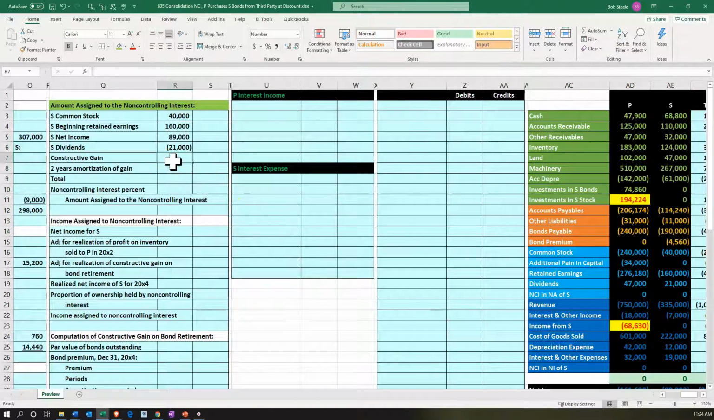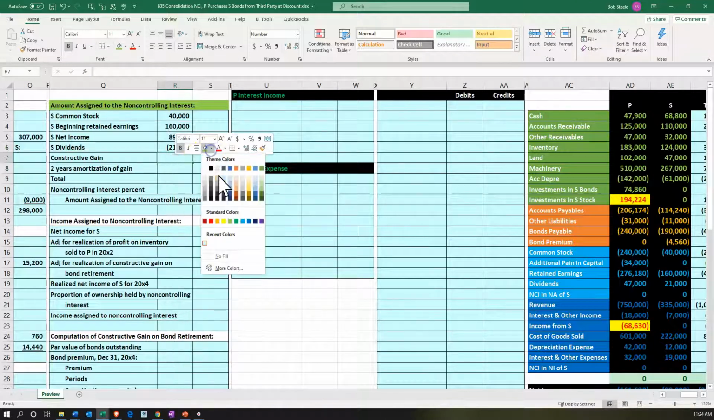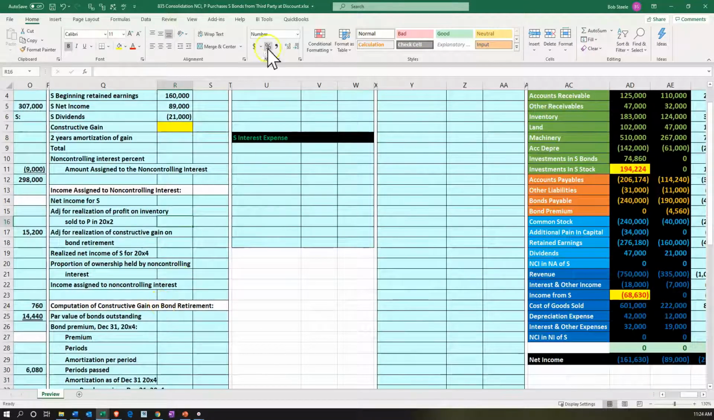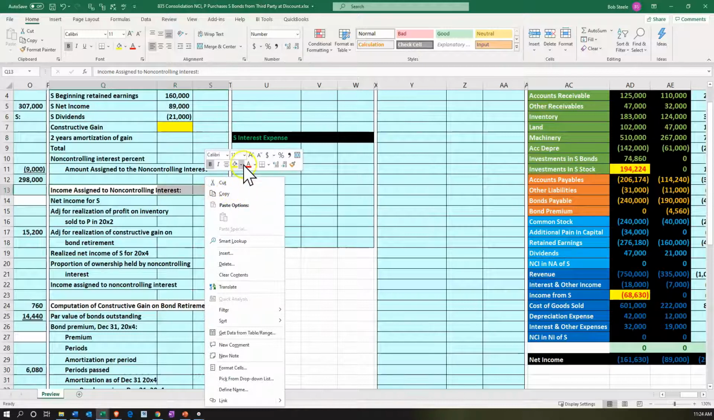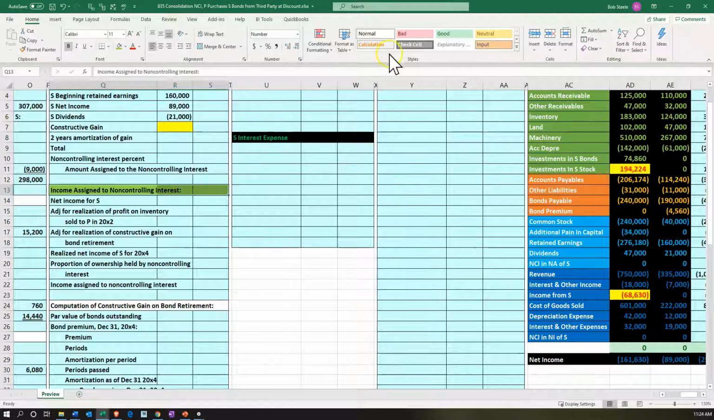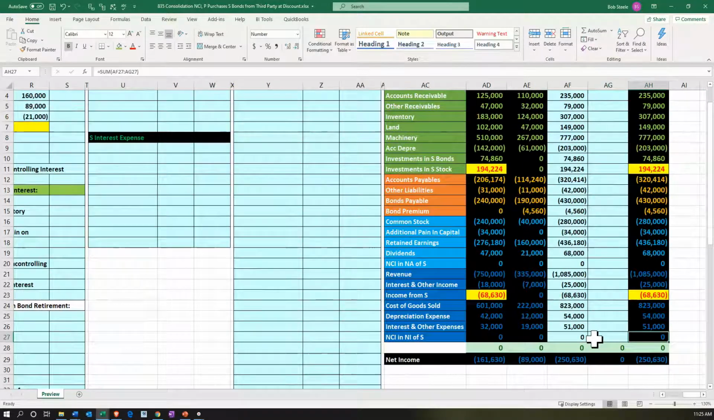Then we want to get to this constructive gain. Now I'm going to come back to this one. I'm going to make that yellow for now, and then we'll get back to that one. We're going to compute that down below. So let's freeze there for now, and then we'll be back up to it in a second. And then let's go to the income assigned to the non-controlling interest. Once again, we're going to use a table type of format to get to the non-controlling interest, this number here. So we'll do it with journal entries too, but let's see if we can do this with a table type format.